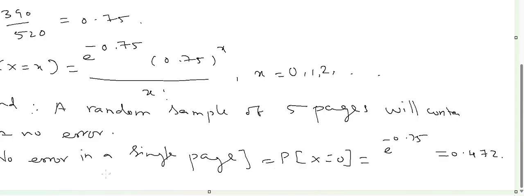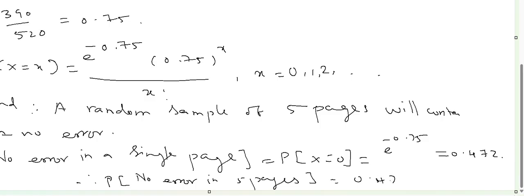Now 5 pages no error. Therefore, probability of no error in 5 pages is equal to 0.472 to the power 5. The answer comes as 0.0234. That's it.